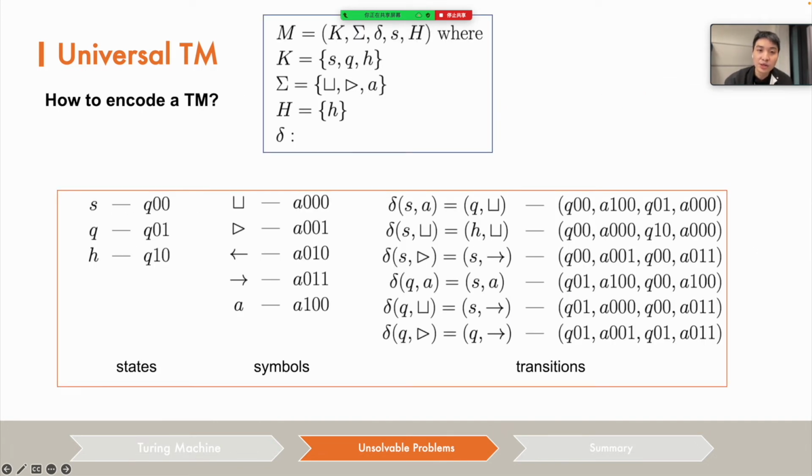So how to encode a Turing machine? For states, we use a Q and binary ID to encode them. The initial state is always 0. For symbols, we use A and binary ID to encode them. And then for transitions, we encode them as quadruple.